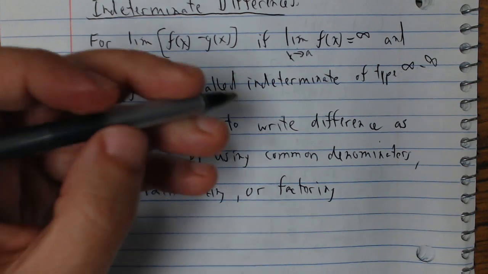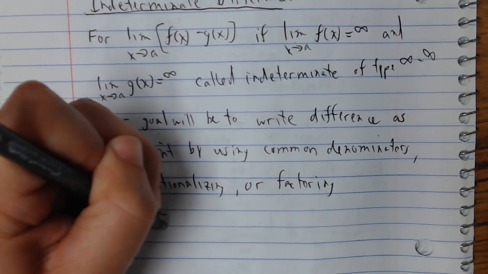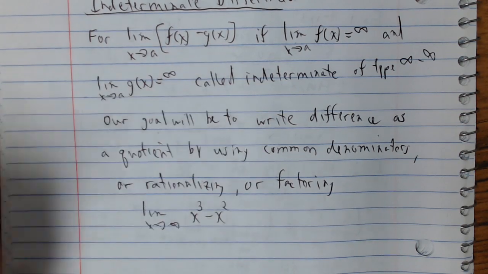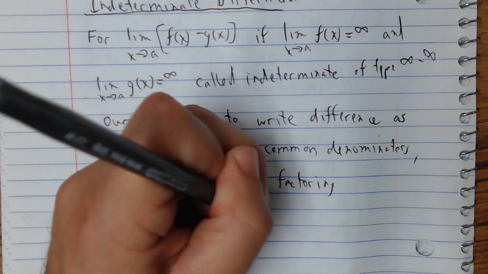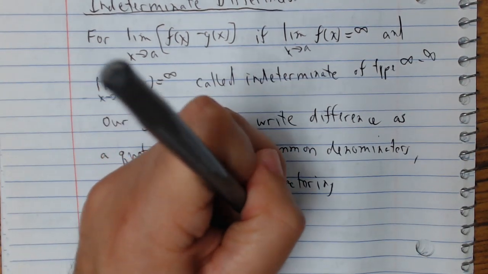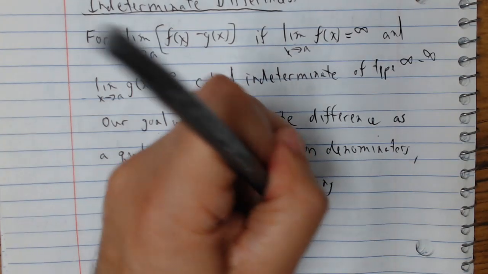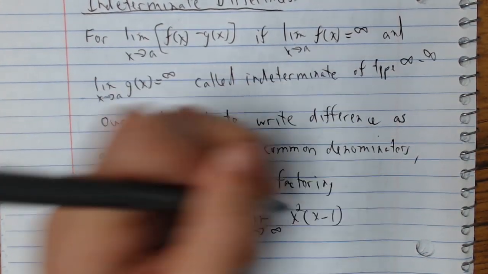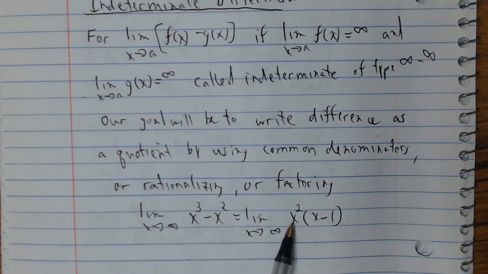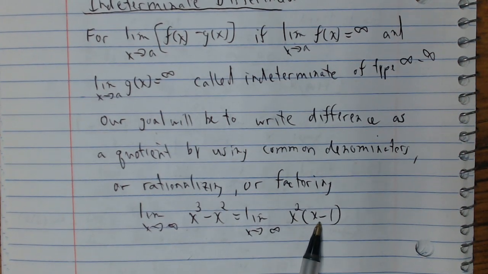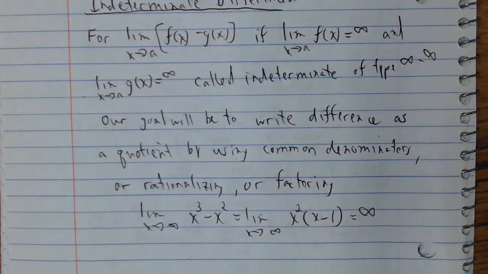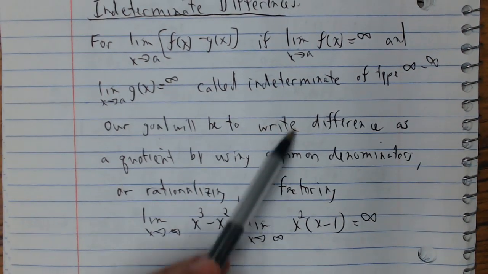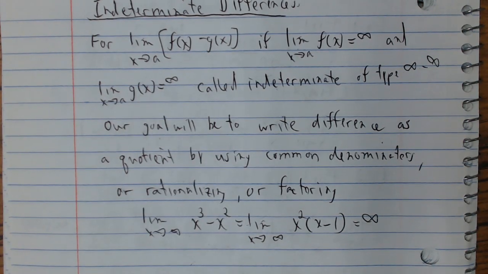Like if I have something like this, limit as x approaches infinity of x cubed minus x squared, that's infinity minus infinity, and I can't force a fraction out of this. But what you notice is I could rewrite this as limit as x approaches infinity. If I could factor out an x squared, what do I get? I get x squared times x minus 1. And so what do I notice? As x goes to infinity, x squared goes to infinity, x minus 1 goes to infinity, and what do I know? Infinity times infinity is infinity. So there may be instances where you don't necessarily need to use L'Hopital's, or you could somehow manipulate it where you get it to be in terms of a fraction.